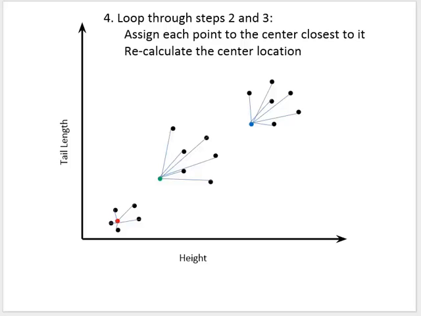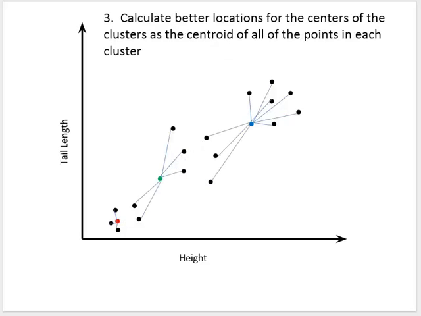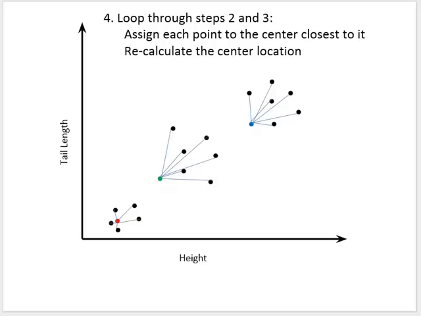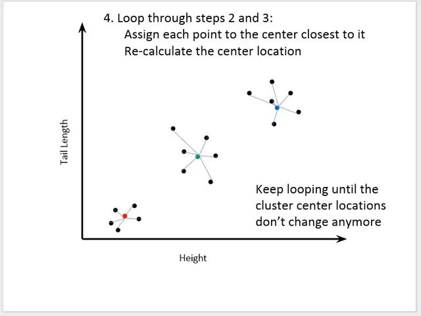With our centers in their new locations, we're going to reassign all of the black, unknown data points to the cluster center that is now closest to it. Notice that many of the points have been reassigned. Here's what the data points looked like before. Now, when we reassign the points to the new center that is now closest to it, we get different groupings. We then repeat the process.